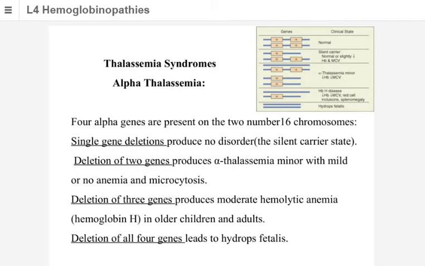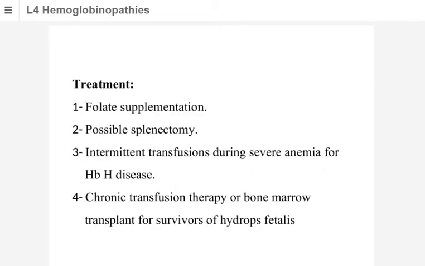Now we will start with thalassemia syndrome. We said that if the defect is in the alpha chain, it is alpha thalassemia; if the defect is in the beta chain, beta thalassemia. Now we'll start with alpha thalassemia. There are 4 alpha genes present on chromosome number 16. A single gene deletion produces the silent carrier state. Deletion of 2 genes produces alpha thalassemia minor. Deletion of 3 genes leads to hemoglobin H. Deletion of the 4th gene leads to hydrops fetalis.